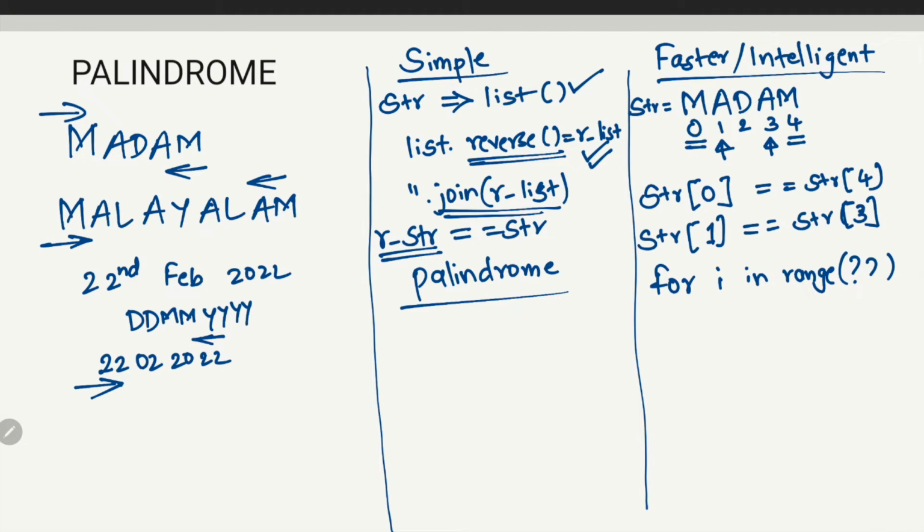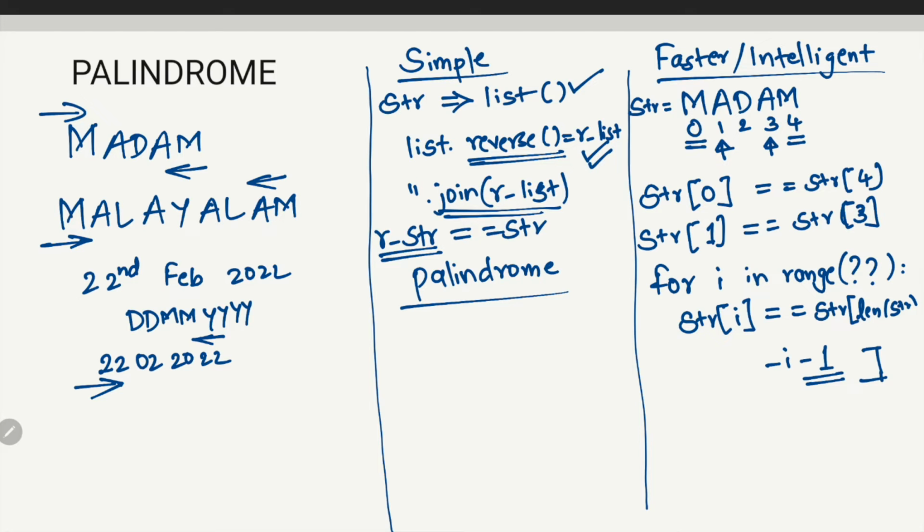Let us come to this part a little later. So let us write if string[i] is equal to string[...]. So we have to find the index for this. So let us write the length of the string minus i minus 1. We write this minus 1 because the indexes in Python start with 0. So for that we do minus 1 over here. And if this comparison is true, then the string is a palindrome.